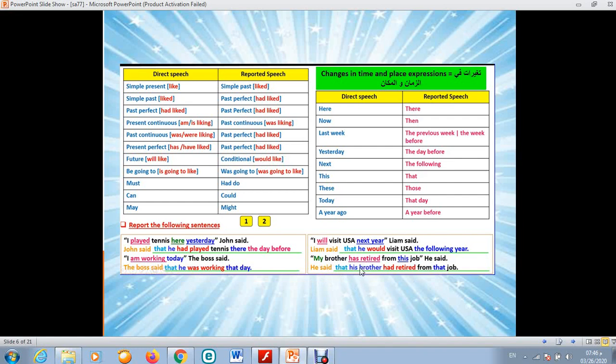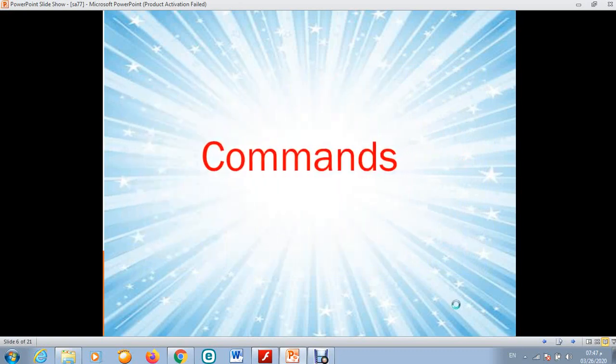This is a present perfect tense. It will change into past perfect tense. So, has retired will be changed into had retired. "This" will be "that". "This job" will be "that job". I think it's now clear, and inshallah it's easy to change statements from direct to indirect speech.